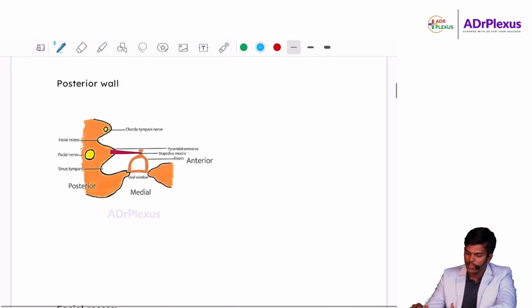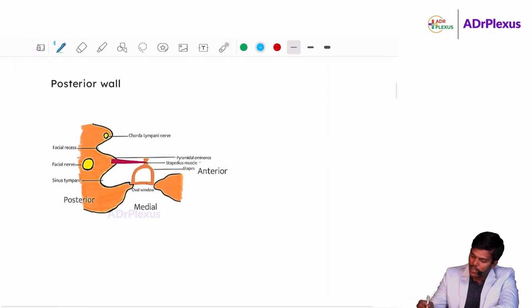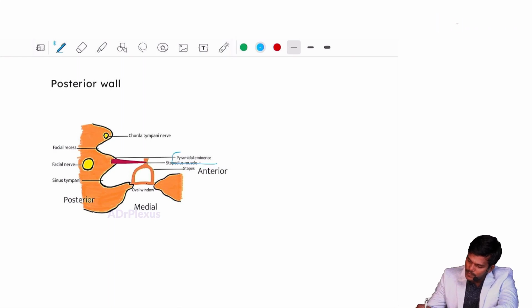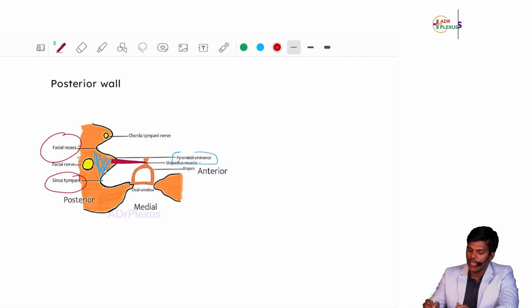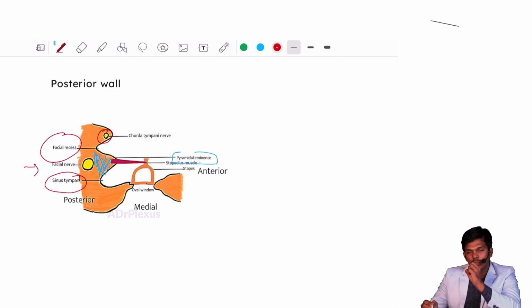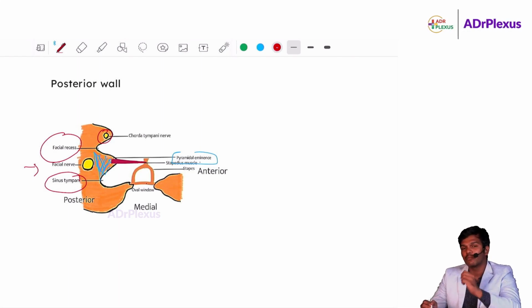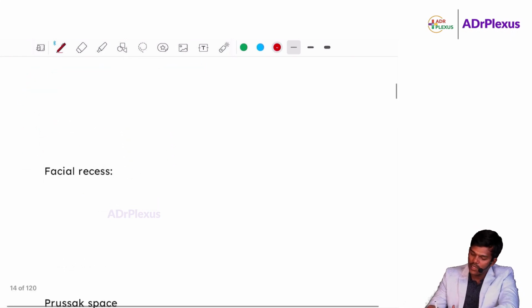So we have seen about Prussak's space. This posterior wall, the important structure is the pyramidal eminence. This is the pyramidal eminence. Okay. So just above the pyramidal eminence you are having a space called facial recess. Just adjacent to the pyramidal eminence you are having a space called sinus tympani, and the facial nerve and chorda tympani nerve is also running close to the pyramidal eminence. With the help of these two nerves, we are going to study about these two spaces, facial recess and sinus tympani.